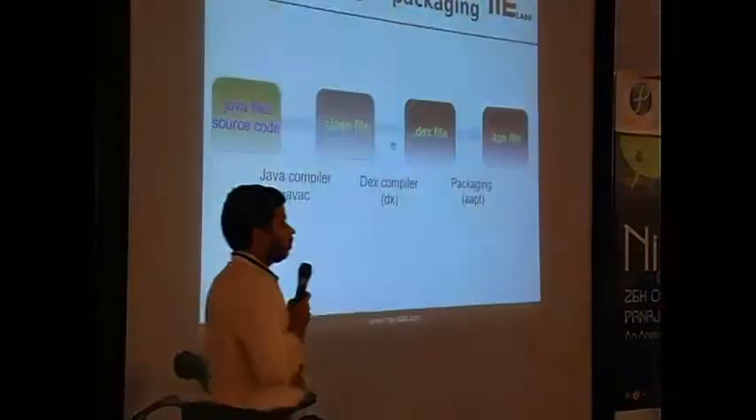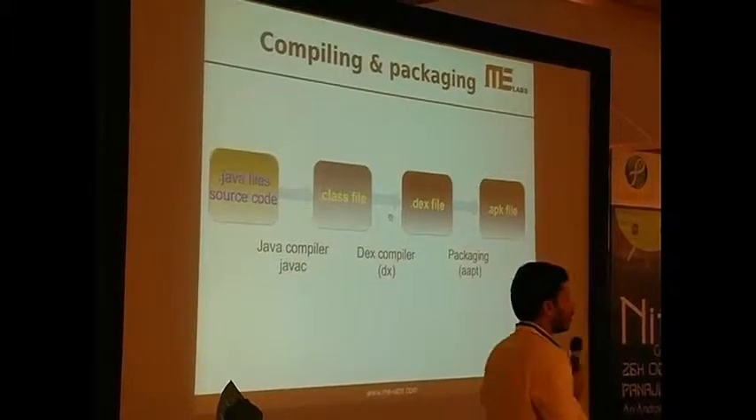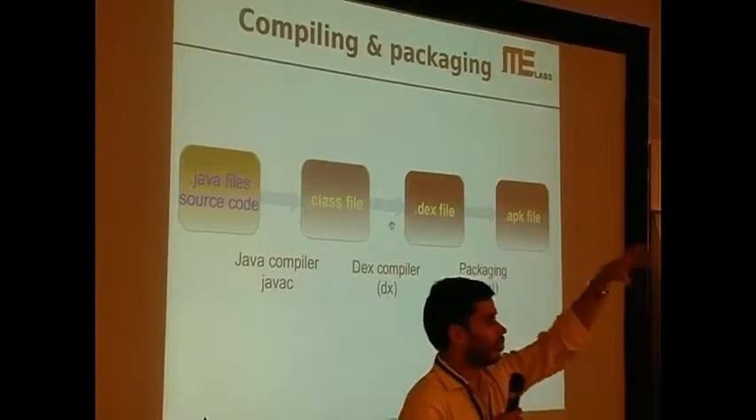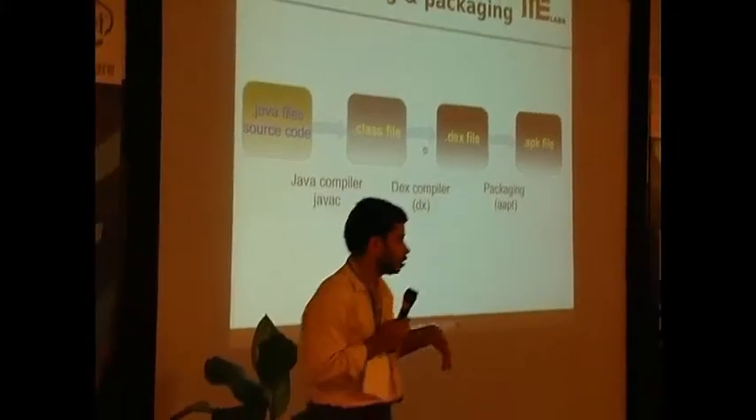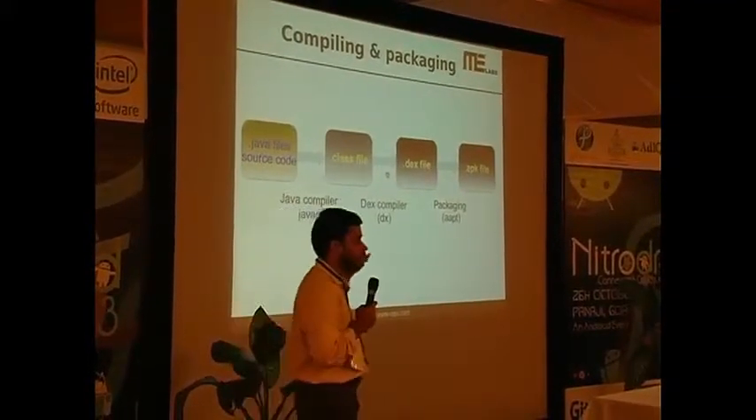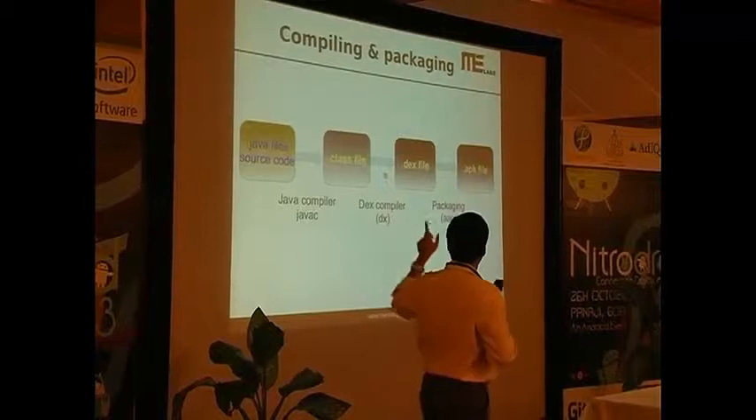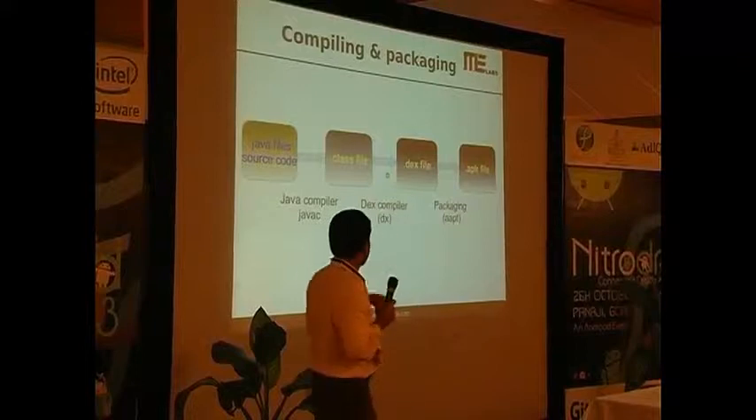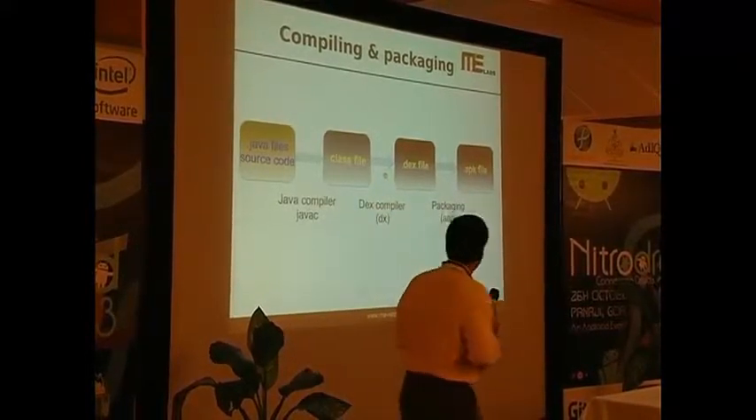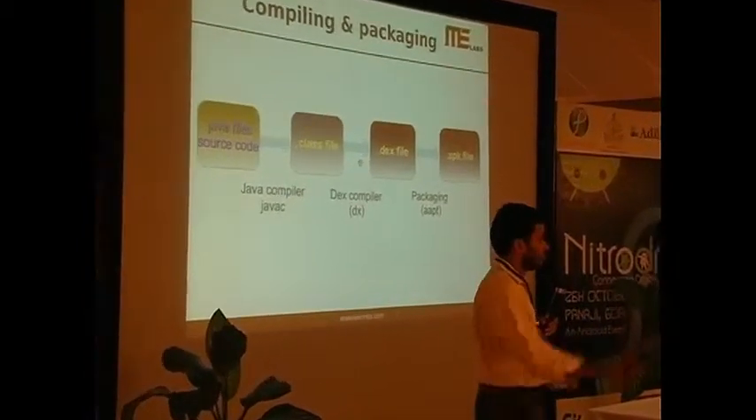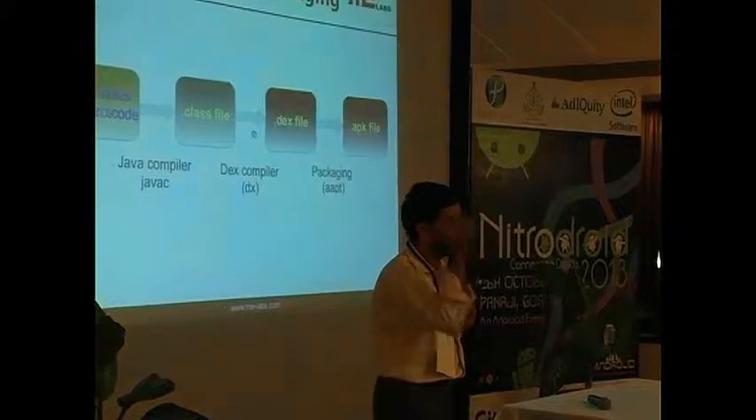Now I am coming back to the application development part. You know what exactly is meant by APK files, right? That is the compiled binary form of an Android application. How does the process happen? As usual, it starts with a Java source code file. The Java compiler converts it into a class file. Then there's a DEX compiler, which creates a DEX file. Then there's a packaging mechanism, AAPT, which creates the APK file. This is the process that happens while you are compiling an application from your SDK.